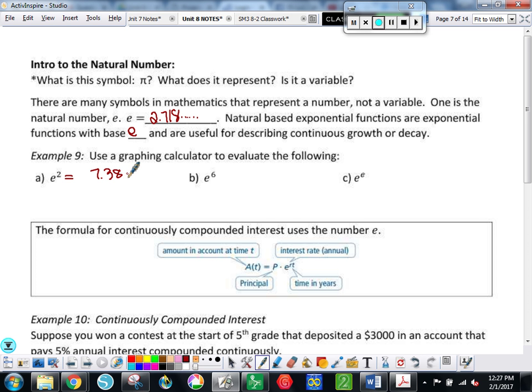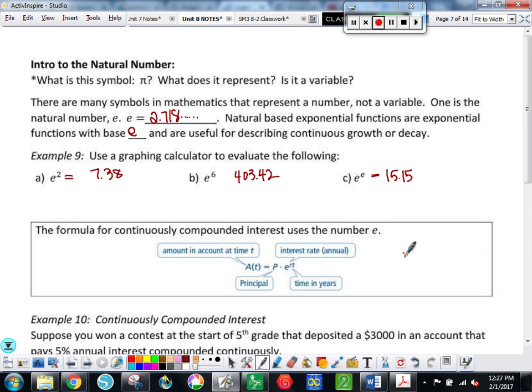And what's e to the 6th? Well, let me do e to e. Do e to the 1. Okay. And in order to do e to the e, you'll have to do e to the 1. 15 point what?